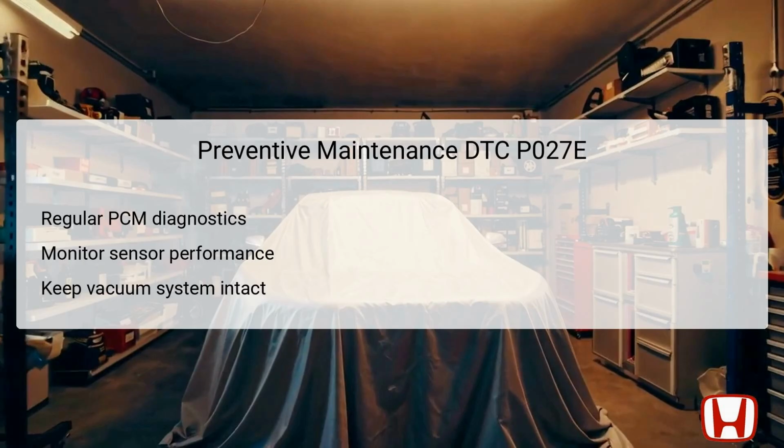Additionally, it is vital to maintain the integrity of the vacuum system, as any leaks can significantly disrupt the air-fuel mixture, leading to performance issues. Regular inspections and servicing of these components will help ensure the vehicle continues to perform optimally and compliance with emissions regulations is upheld. Following these preventive measures can greatly reduce the likelihood of DTC P027E reoccurring.